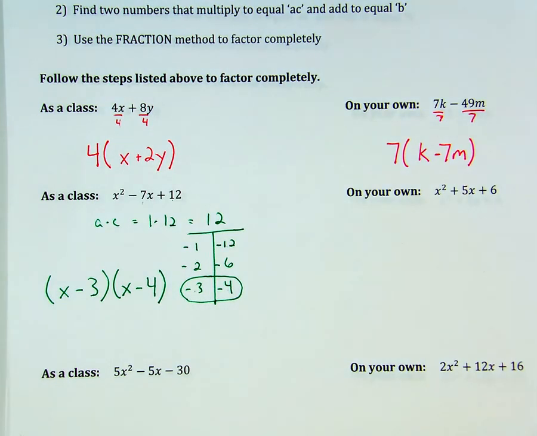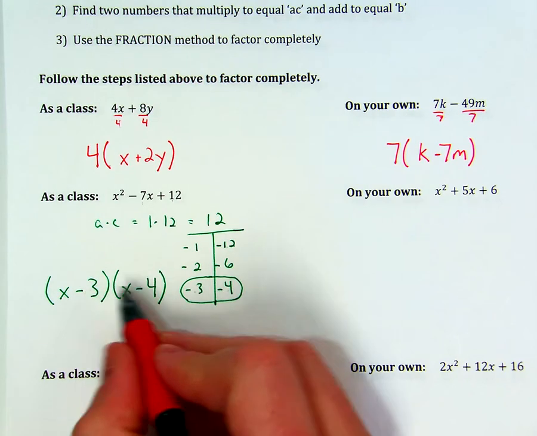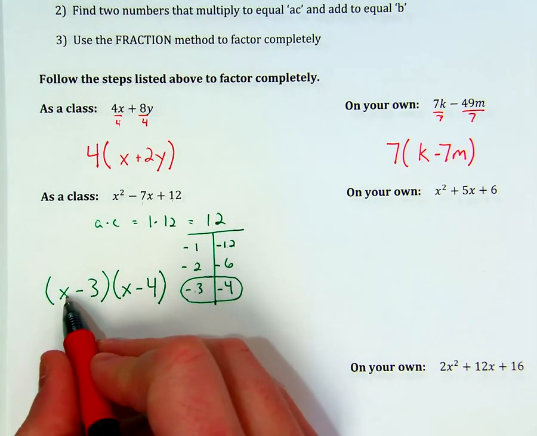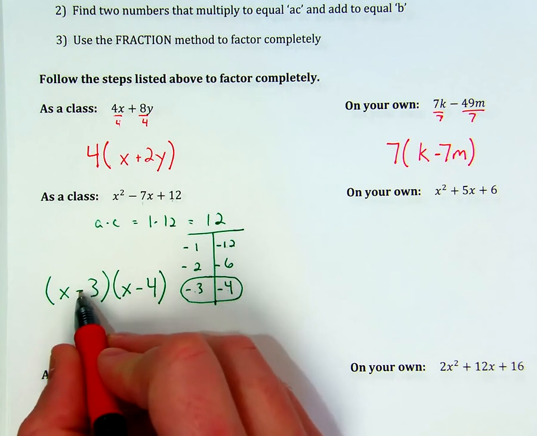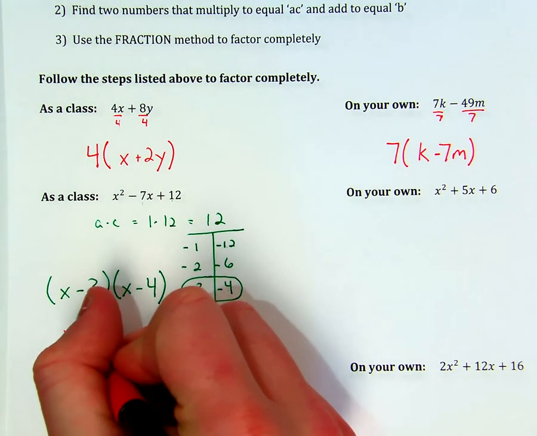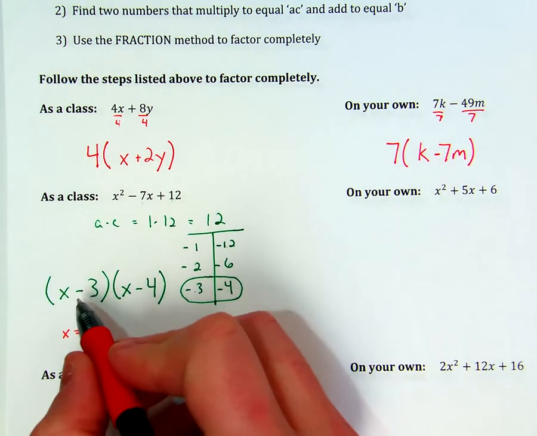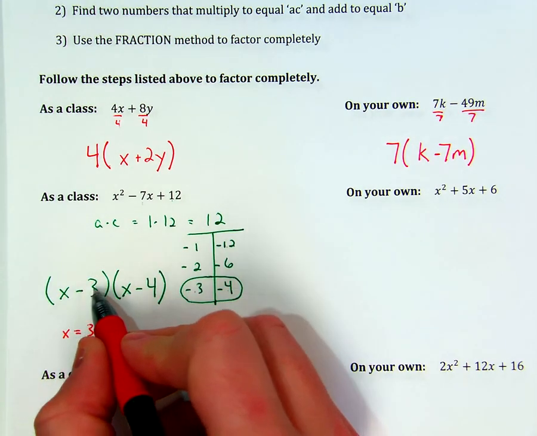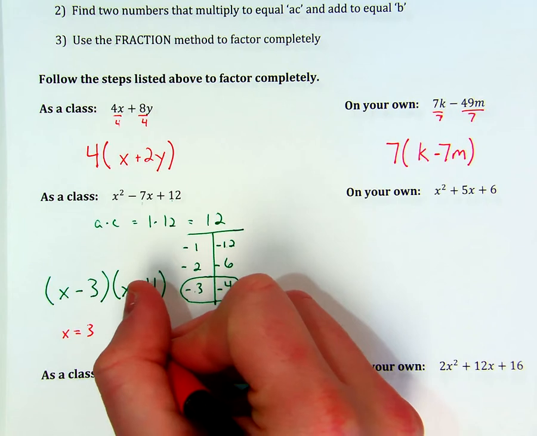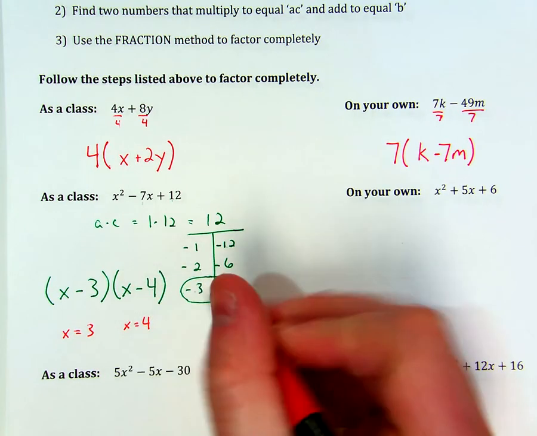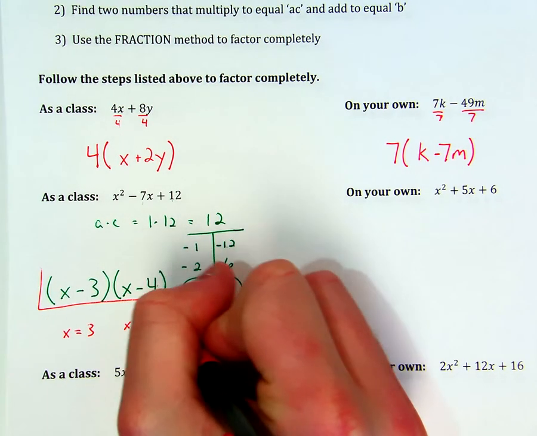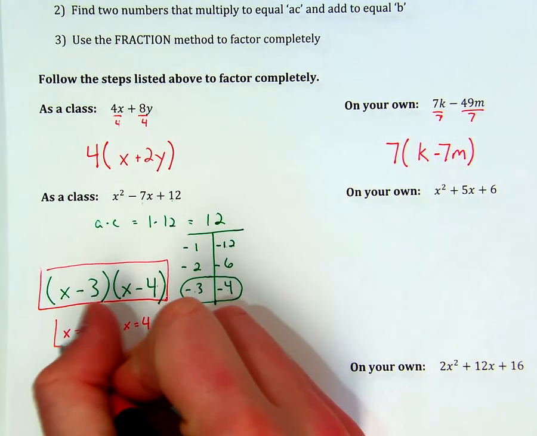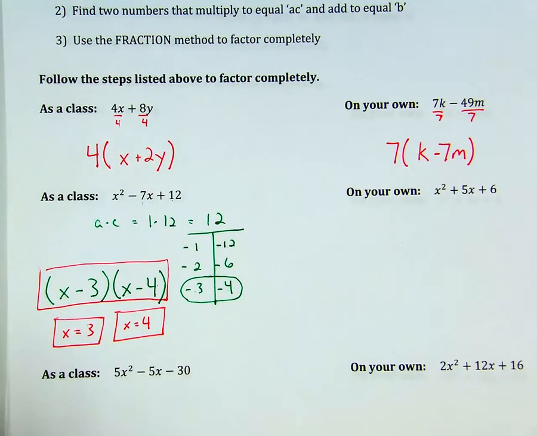If you're asked to find solutions to the quadratic, those are the terms that make 0 inside of each parenthesis. It's typically the opposite of what you see after the x. So if you see negative 3 after the x, x would have to equal positive 3 to make 0 in the first parenthesis. 3 minus 3 is 0. If you see negative 4 in the second parenthesis, the solution is x equals positive 4, because 4 minus 4 is 0. This is factored form. These are the two solutions.